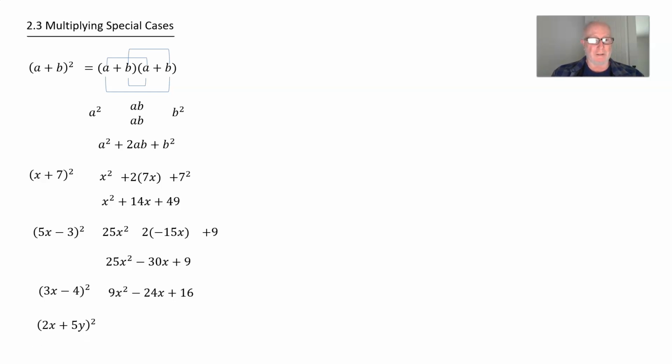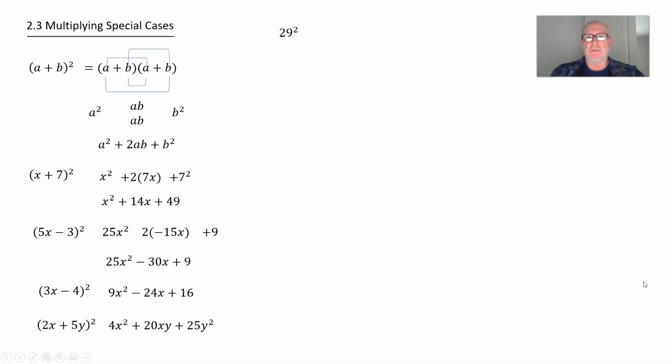Here's another one to try. 2x plus 5y squared. Pause the presentation, figure out the answer, and then resume. The answer is 4x squared plus 20xy plus 25y squared. 2x times 5y is 10xy times 2 is 20xy, our middle term.